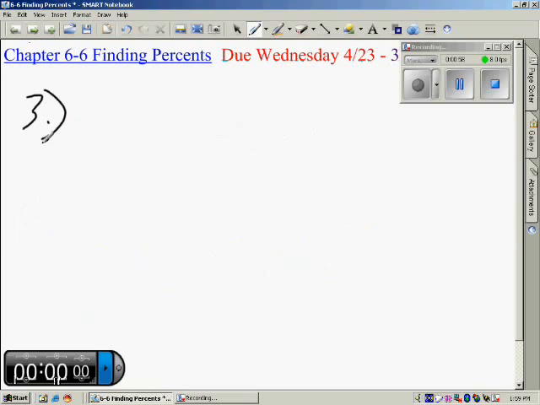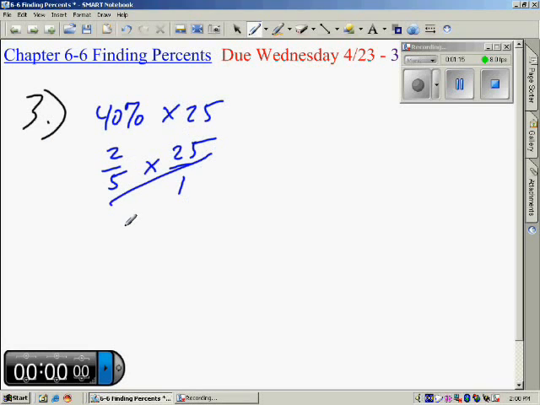Okay? Number 3, we have 40% of 25. We go to the chart on the other side of the paper. 40% is 2/5. So we're going to write 2/5 of 25 over 1. Now we're ready to go. I think we can simplify before we multiply.